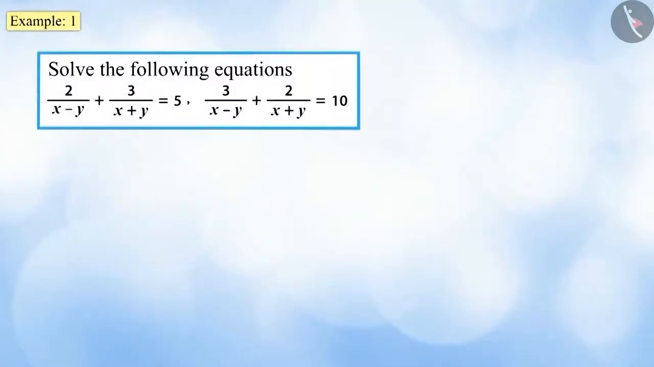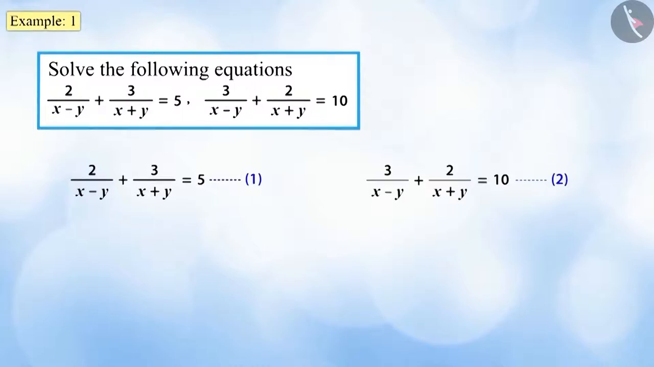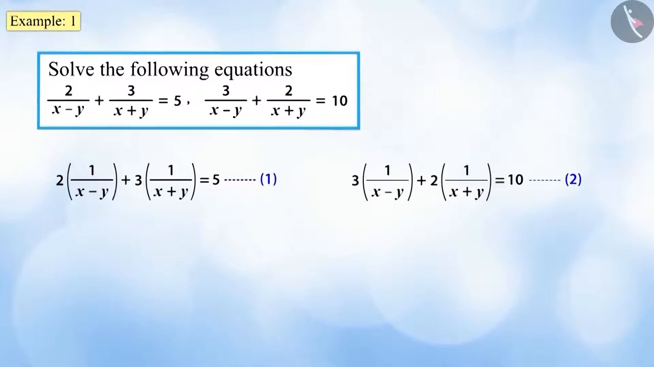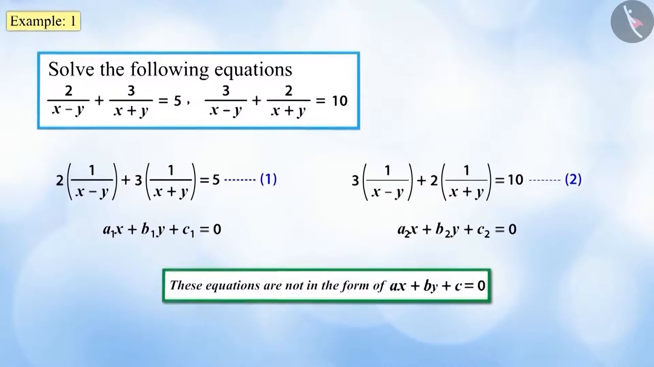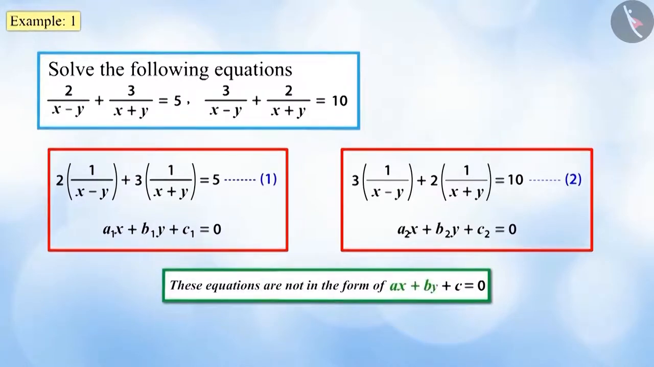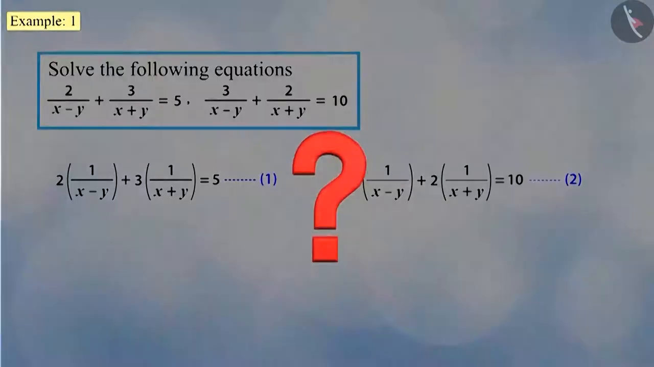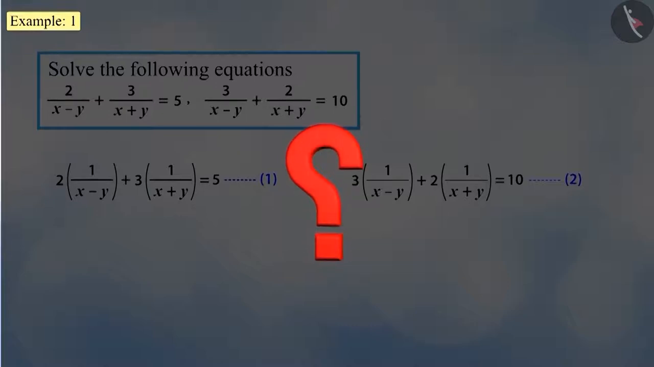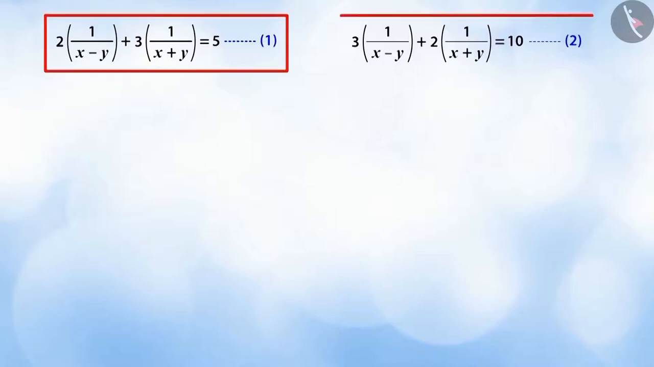Solve the following pair of equations. If this pair of equations is written like this, then you will observe that this is not the form of a pair of linear equations because ax plus by plus c is not equal to 0. Can you tell me what can we do to solve this pair of equations? That's correct. Just by some important replacements, we can change this pair of equations into a pair of linear equations.